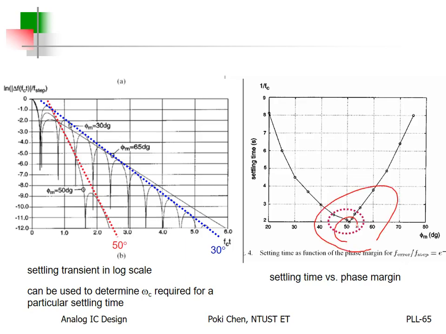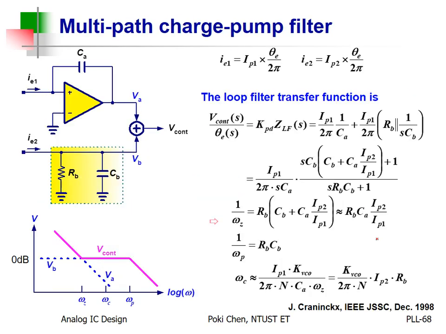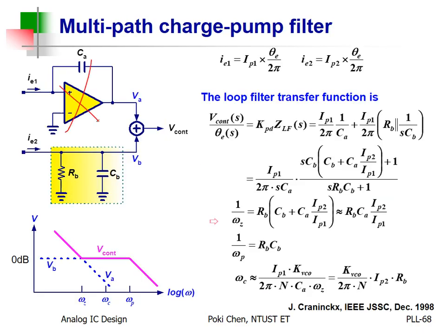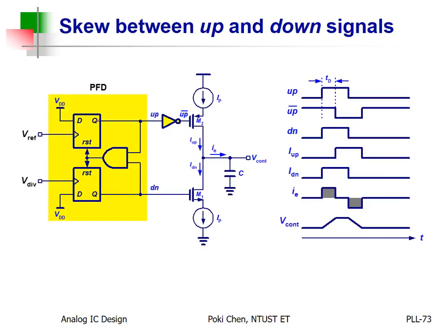For settling time, around 51 degrees of phase margin will be the best. But anyway, according to process variation, we always focus on 60, okay? But not too much. This is the design flow. Forget about it. We don't do anything like that, all right? Yeah. We have a lot of issues.